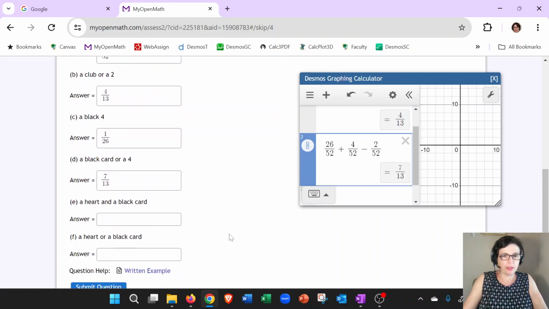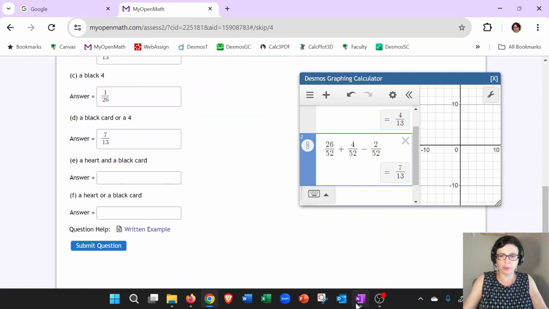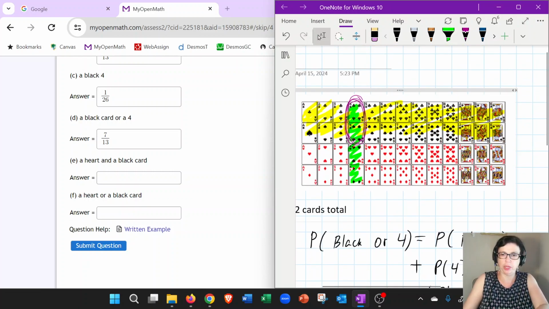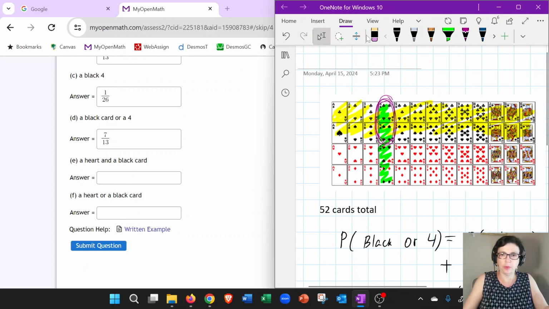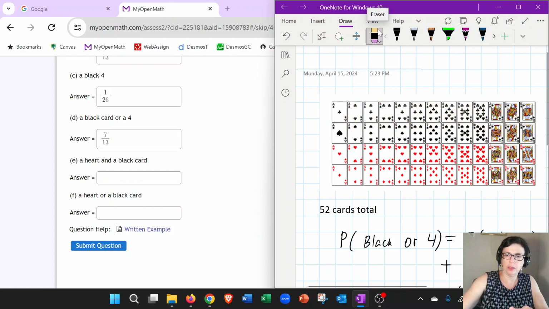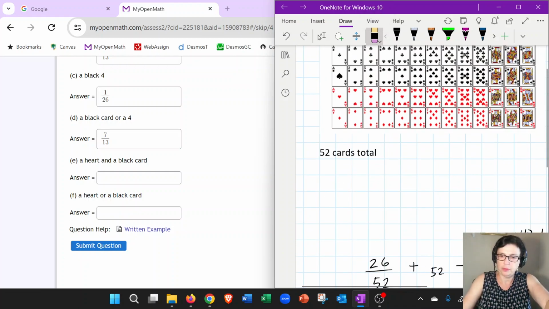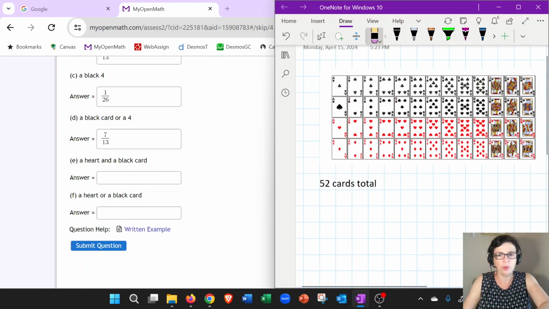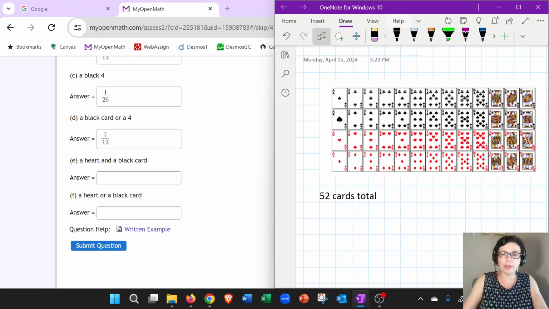All right, so the final one would be a heart and a black card. So again, let me erase all of the stuff here. Okay, and also here, let's erase that. Just bear with me for 1 second. Okay, so we want to know what is the chance it's a heart and a black card at the same time. So it has to be a heart and then a black card.